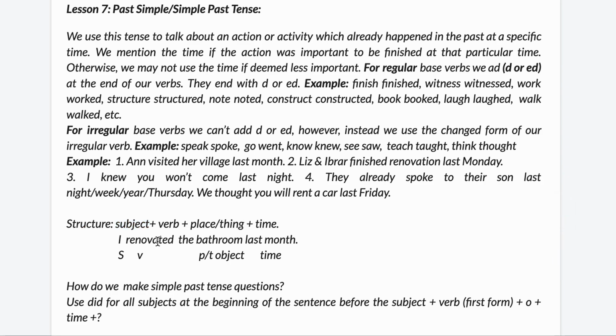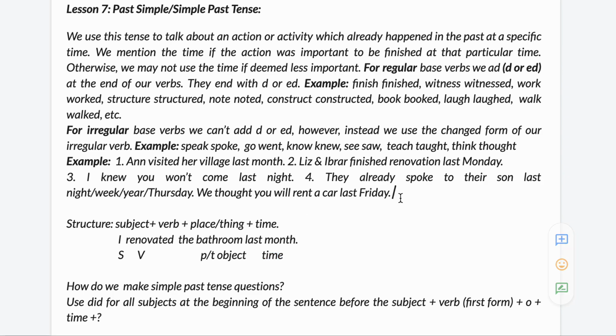So say, I renovated the bathroom last month. So I is our subject. Renovated is our verb. The bathroom is the thing or the place that received our action, which was renovation. So it could be a place, thing, or object. And last month is our time frame. So that's why we use the second form of the verb.